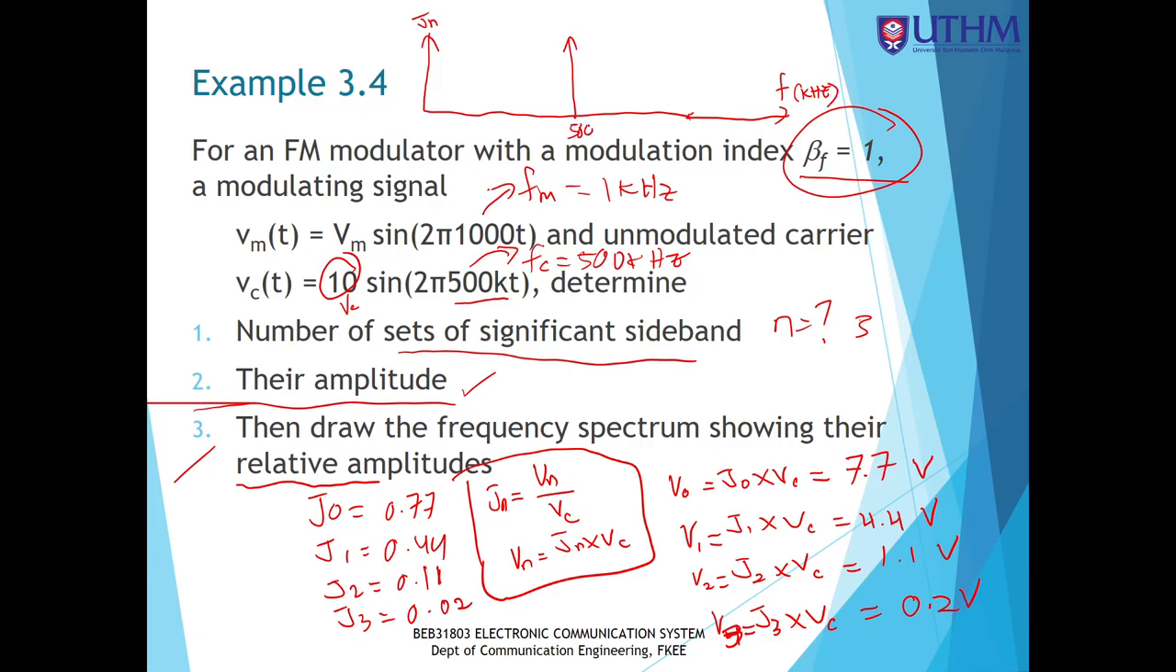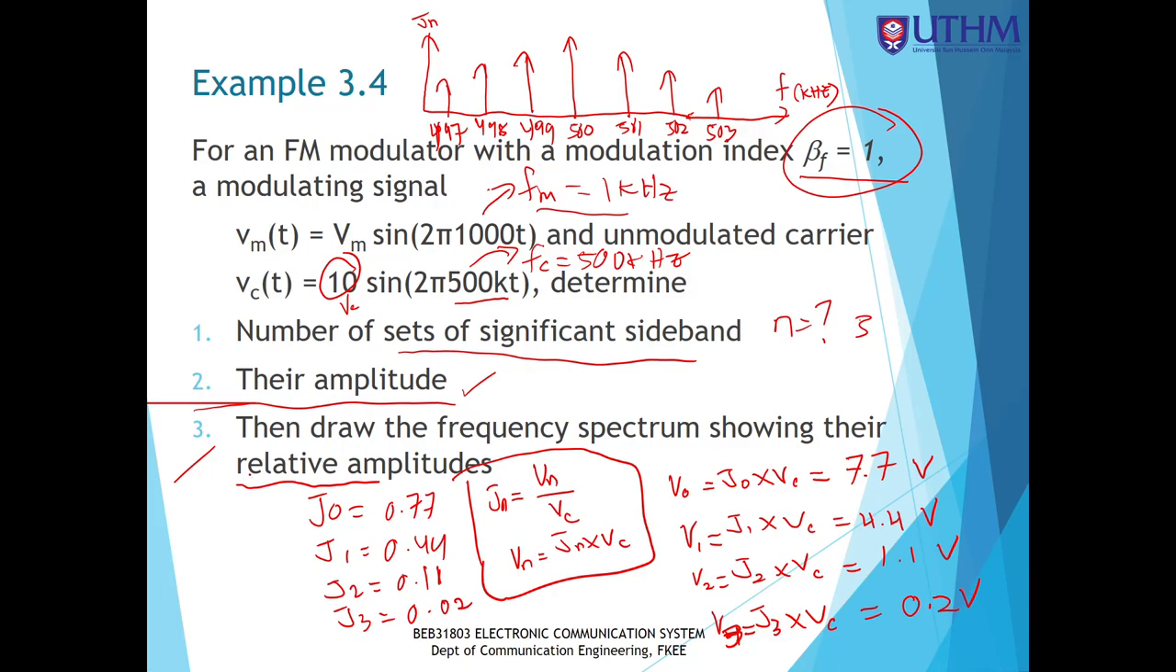So here is 500. And the difference is 1 kilohertz. Okay, fm is 1 kilohertz. So that means here is 501, here is 502, here is 503. Then I have here 499, and then 498, and also 497 over here.